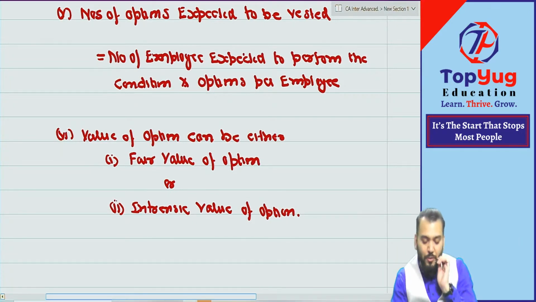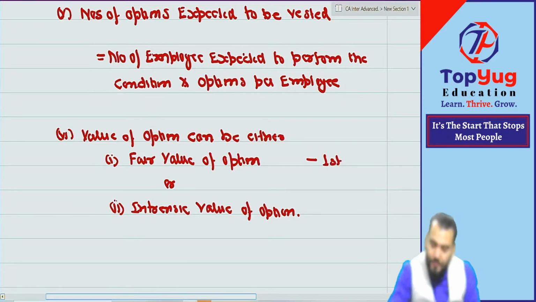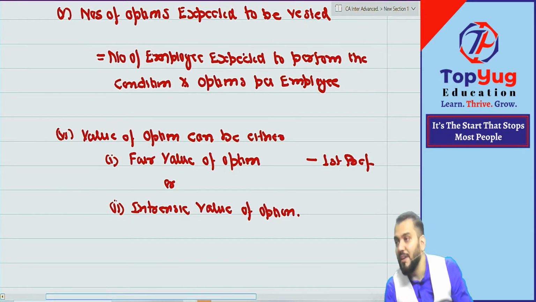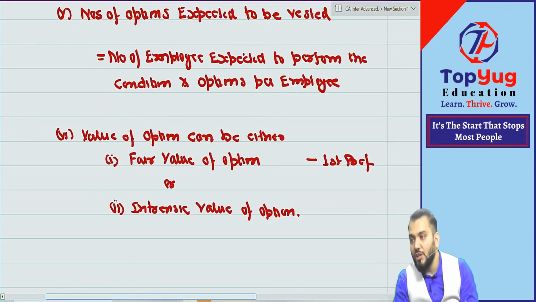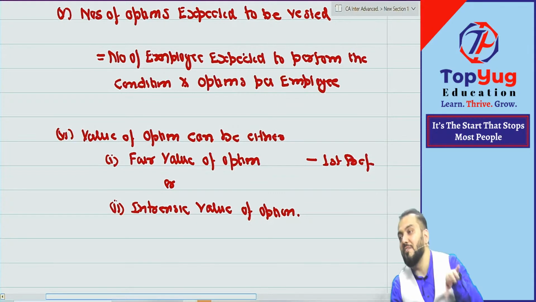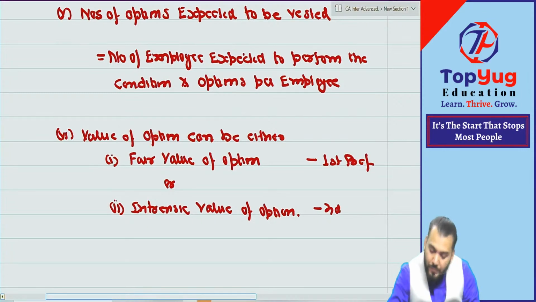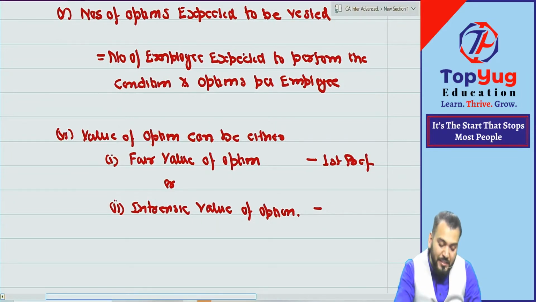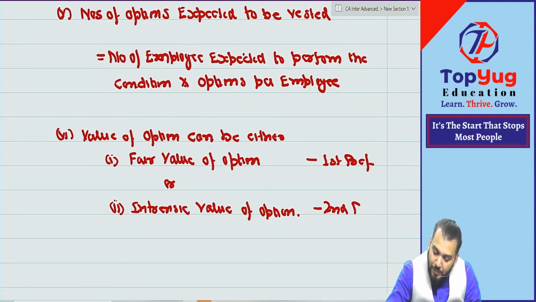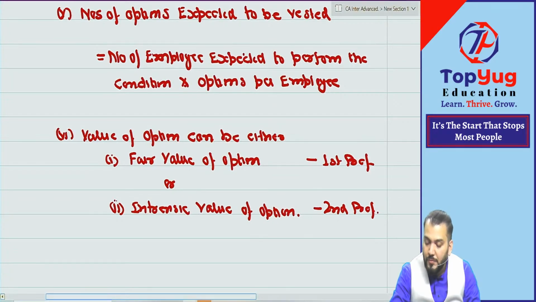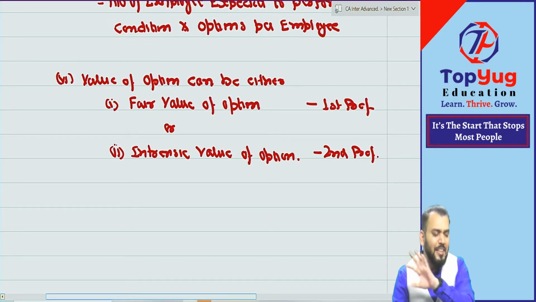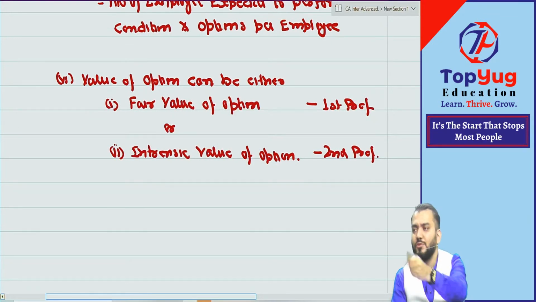So from examination point of view, can I say first preference should be given to this? Means if both are given, the first preference should be given to what? Fair value. And if fair value is not known from examination point of view, then we'll not calculate fair value of option, then we'll calculate what? Intrinsic value of option. Correct? The second preference will be given to what? Intrinsic value of option from examination point of view. I hope you are understanding. Second preference will be given to what? Intrinsic value.